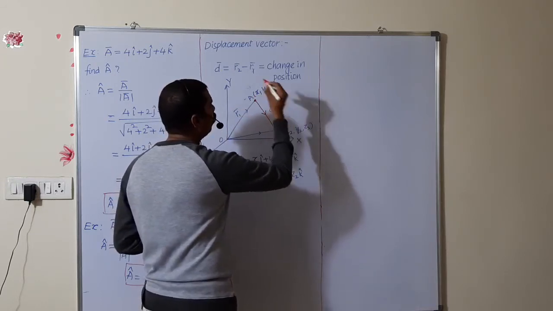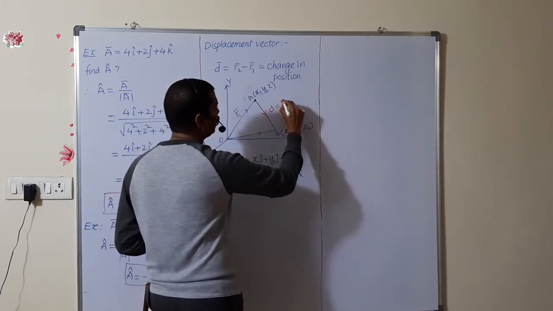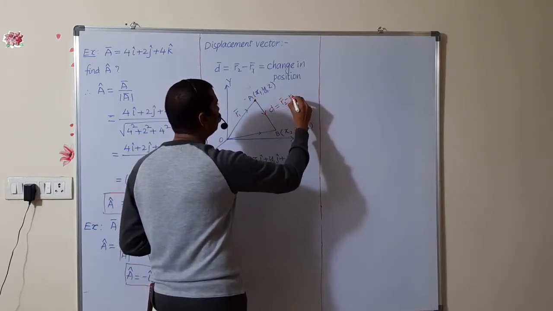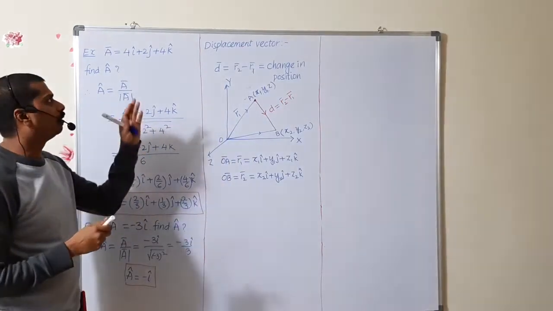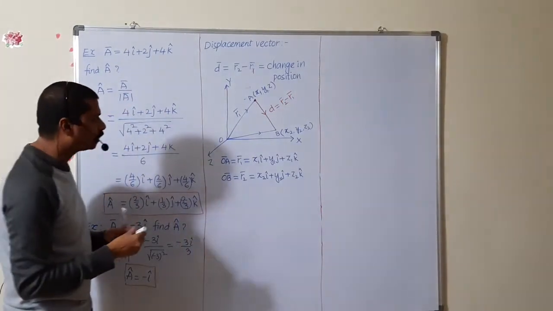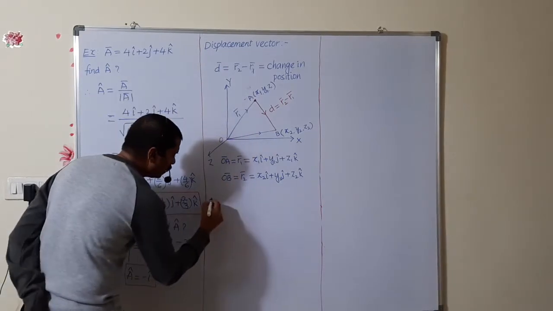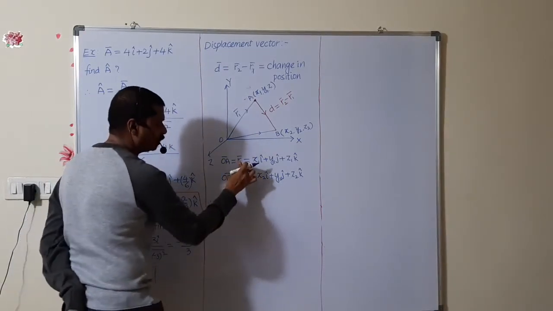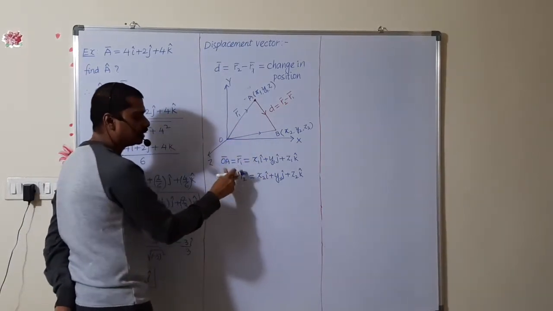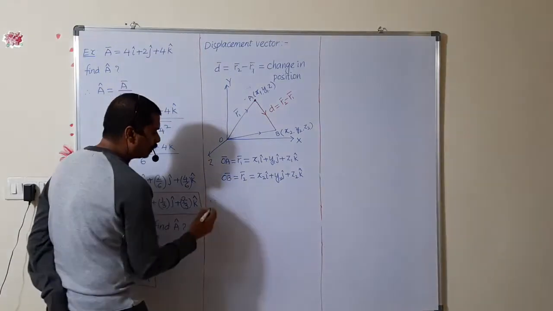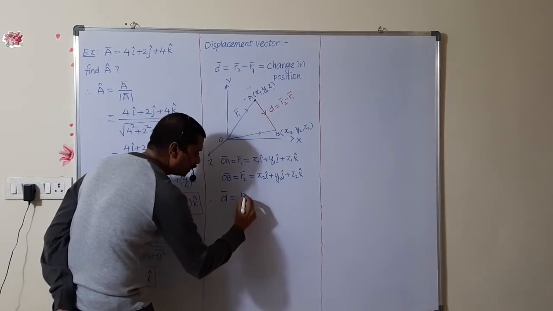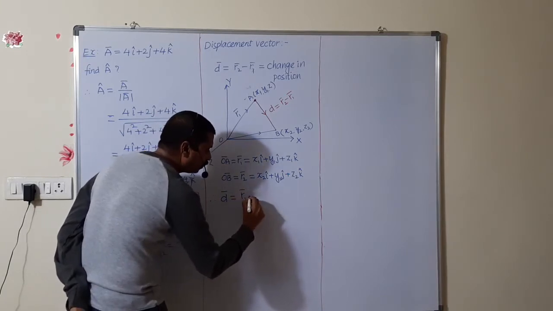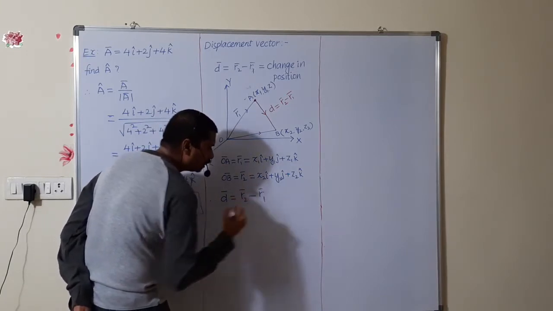D is called the displacement vector. We can write it as R2 minus R1. The change in position vector is called the displacement vector. Now the position vectors we can write here: R1, R2, first position and second position. This is the initial position, this is the final position. The displacement vector we can always write as final position minus initial position.